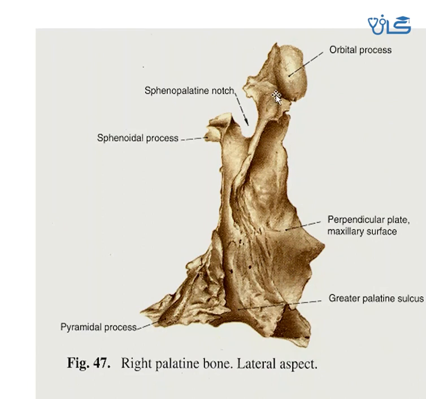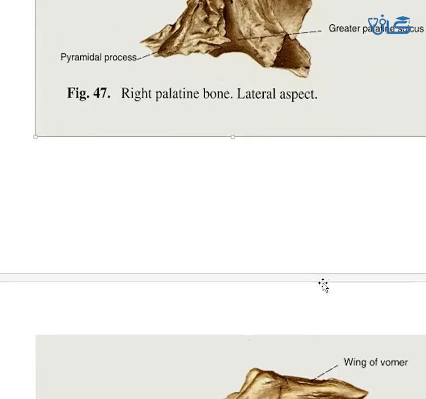The superior border of the vertical plate or perpendicular plate of the palatine bone, from anterior to posterior, has the orbital process, sphenopalatine notch, and sphenoidal process. The orbital process contributes to formation of the floor of the orbital cavity. The sphenopalatine notch changes to sphenopalatine foramen by articulation with sphenoid bone. This foramen connects the nasal cavity to the pterygopalatine fossa.